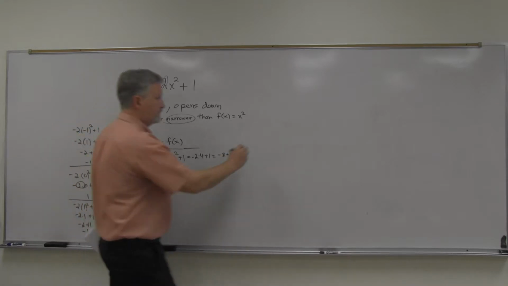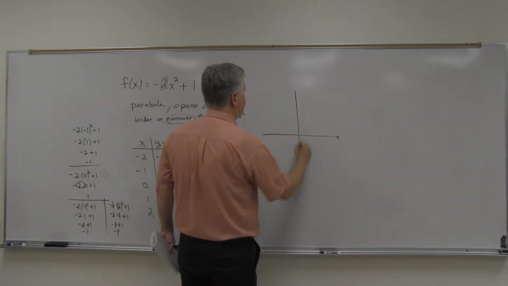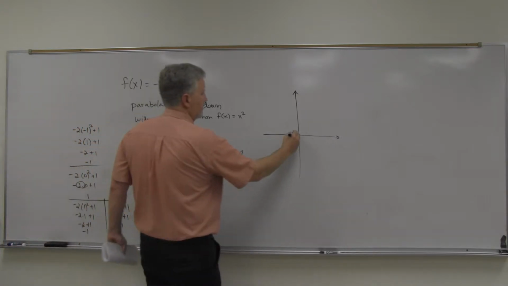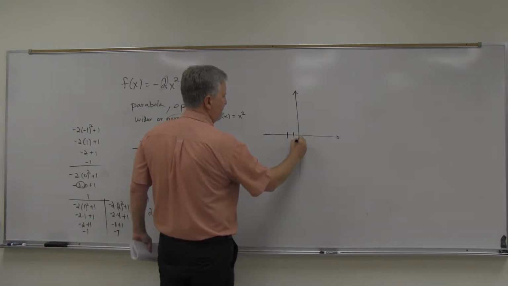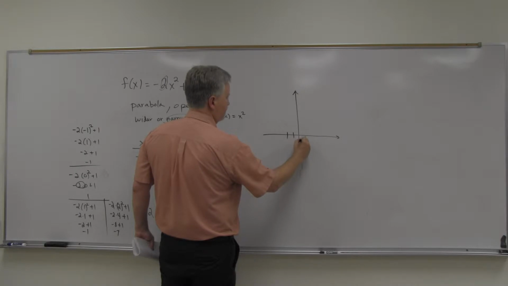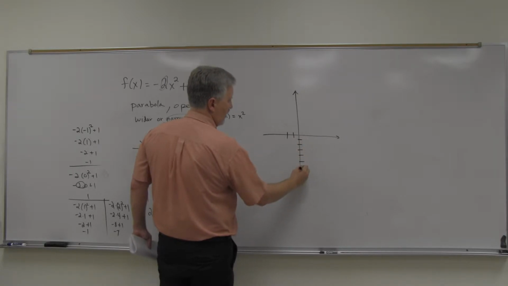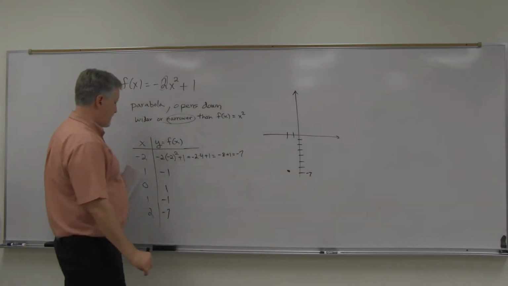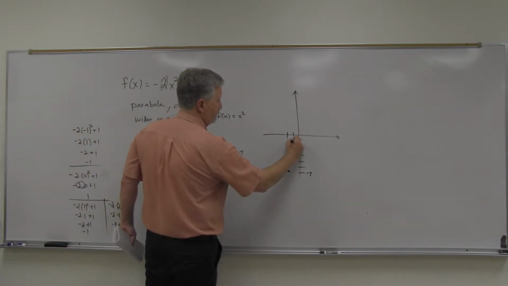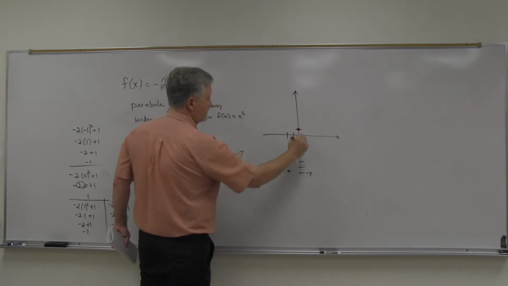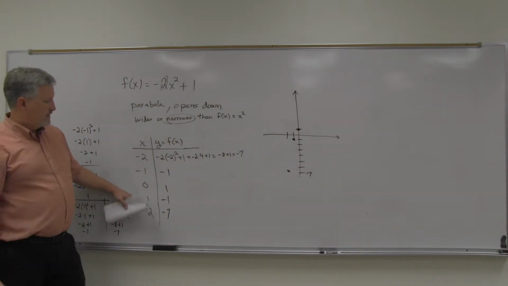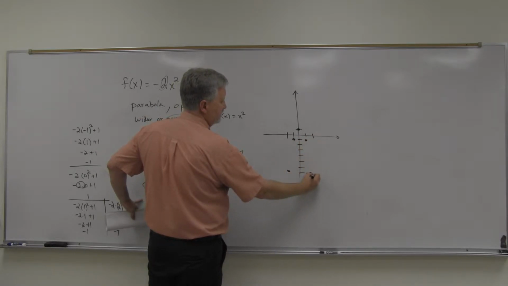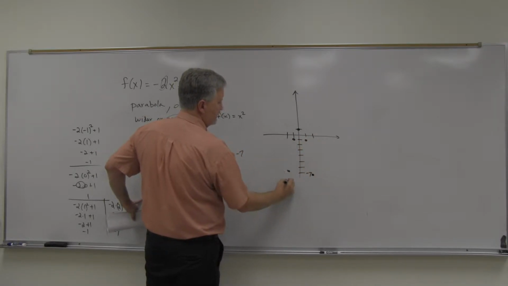All right, here's the thing I was going to mention on this. The graph then looks like this. -2 and -7. Here, -1, -1. 0, 1, so it's up on the y-axis there at 1. 1 and -1. And 2 and -7. Yeah, so we get this opening down.